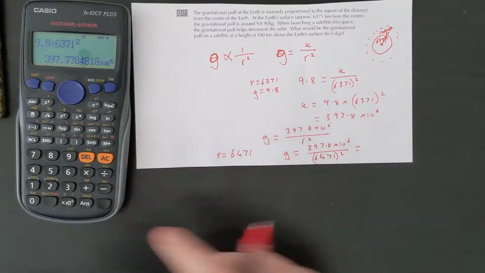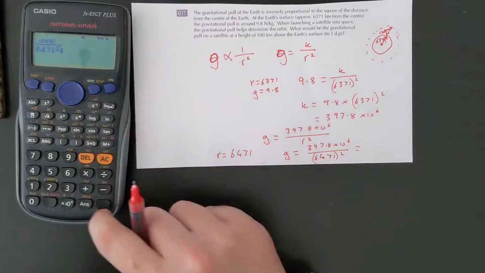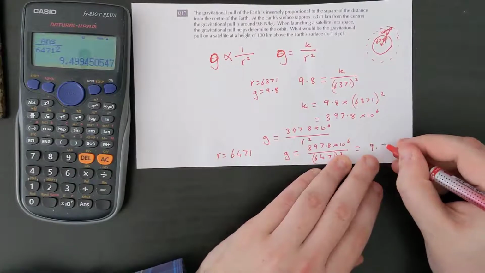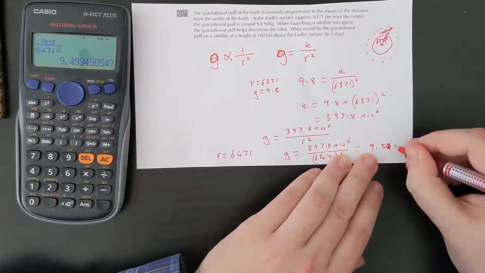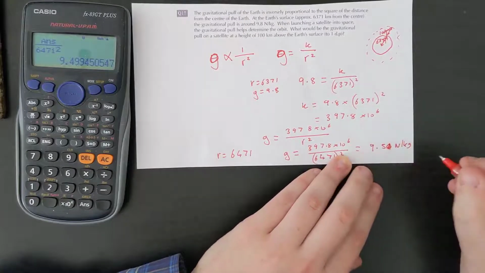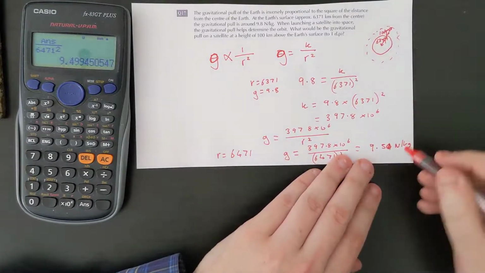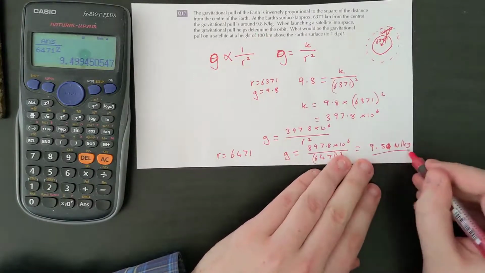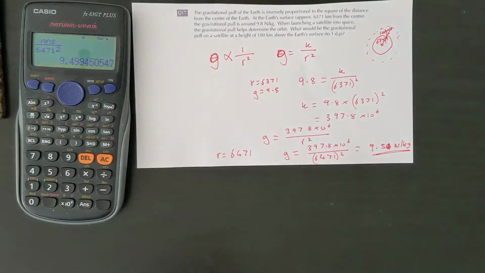I'm going to use the answer button on my calculator. So answer divided by 6,471 squared is equal to 9.50. Oh, in fact, asked for 1 dp, 9.5 newtons per kilogram. And that makes sense. I'm not that much further away from the surface of the Earth, and therefore I would expect to be slightly below the gravitational field strength, but not massively. And that's about as hard as these questions can get at this level.